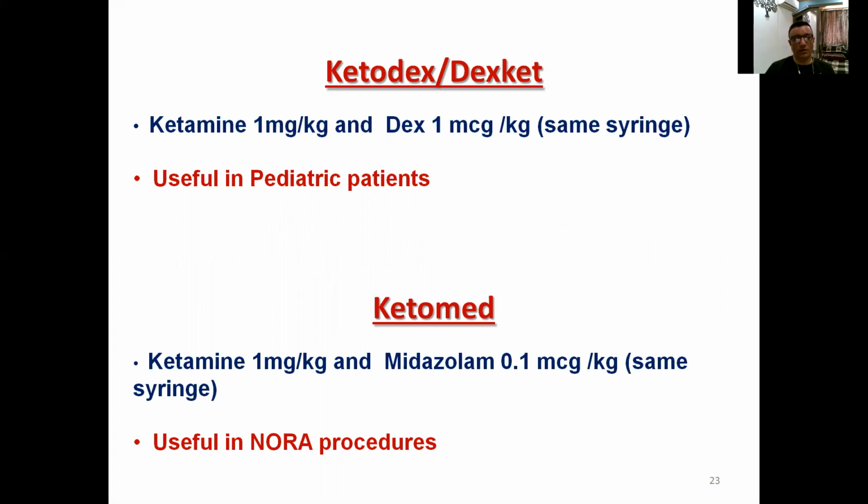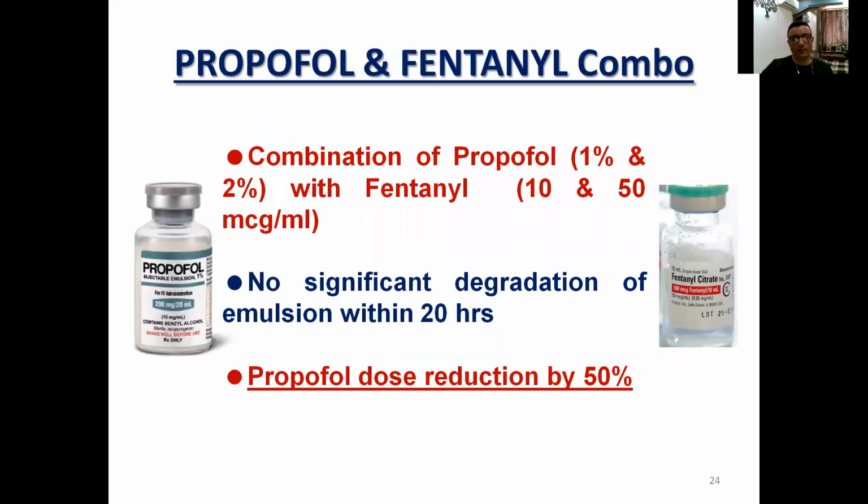So it is a combination of ketamine 1 milligram per kilogram and dex 1 microgram per kilogram in the same syringe. Ketomed is ketamine 1 milligram per kilogram and midazolam 0.1 milligram per kilogram. It is useful in the NORA situation where you don't have much instrumentation or monitoring of the patients. This was very useful in the initial days when I was using it in gastro and some of the radiological procedures. Now I'm not using Ketomed, but I'm using Dexket instead of Ketomed.